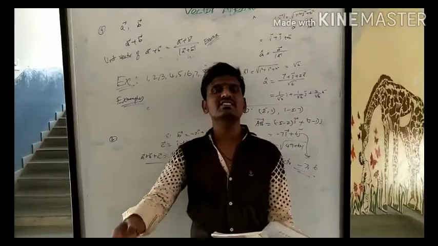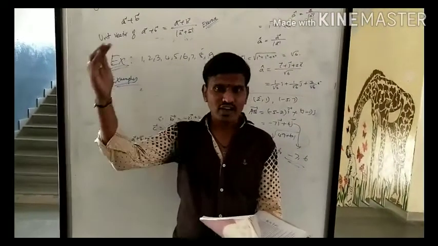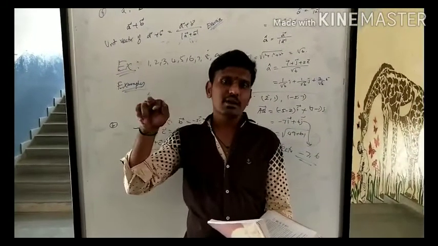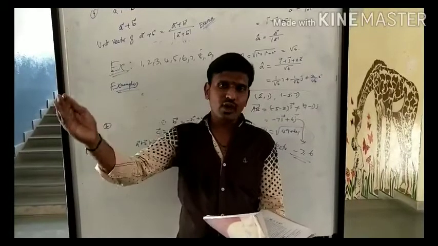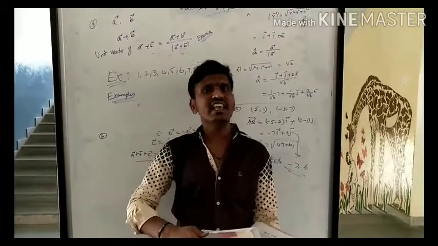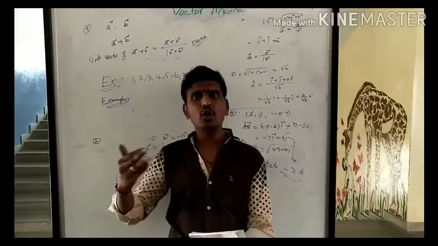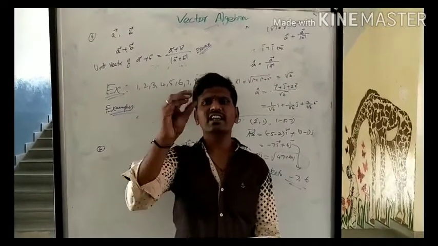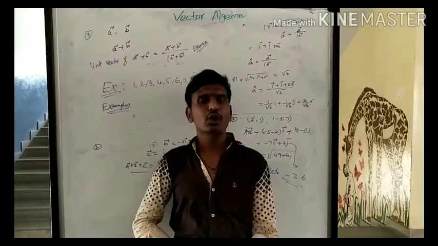Find the inverse of the system of linear equations. For that sum, the A inverse formula, what is that? 1 by determinant of A into adjoint A. That formula you have to use and check the answers. That pattern you have to maintain. Definitely after the vacation you will be clear in this topic. Okay, don't waste your time.